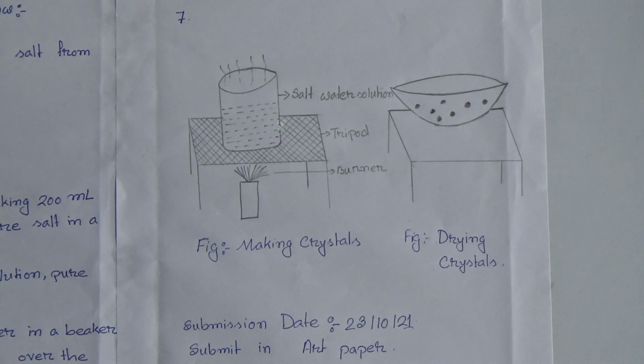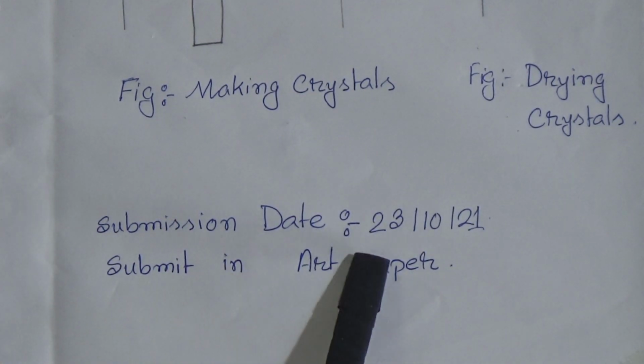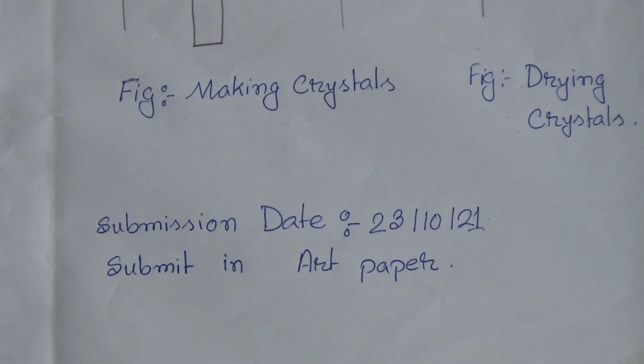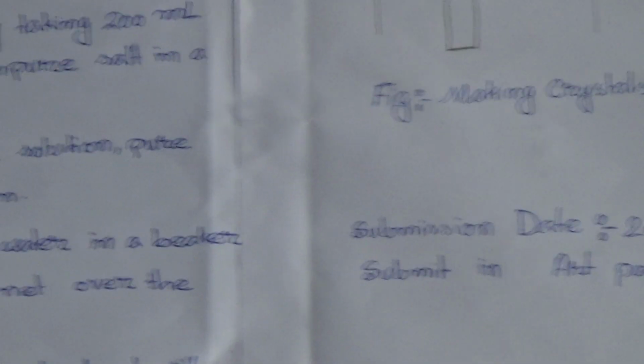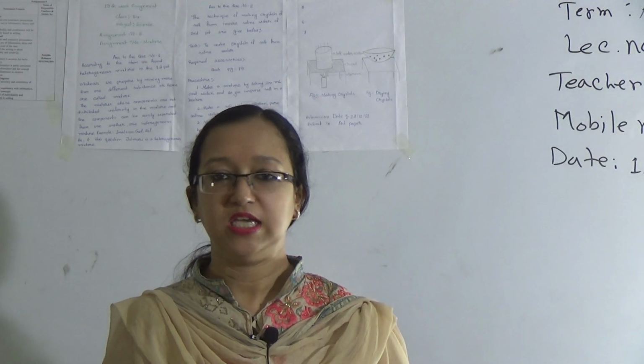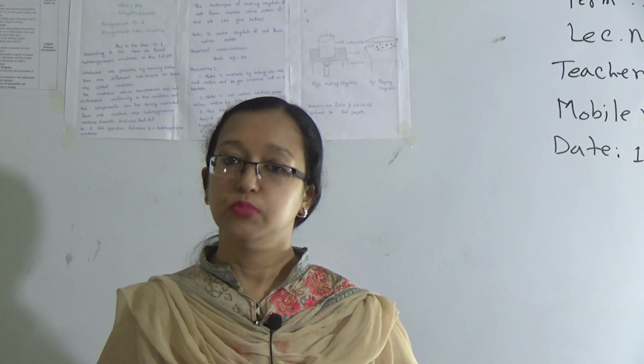We dry these crystals. You must add these figures in the assignment, and you do this assignment on art paper, and the submission date of your assignment is 23 October 2021. You will find this task on page number 79. You do this assignment by yourself, and after the puja vacation you will submit this assignment. This is your work for the puja vacation.